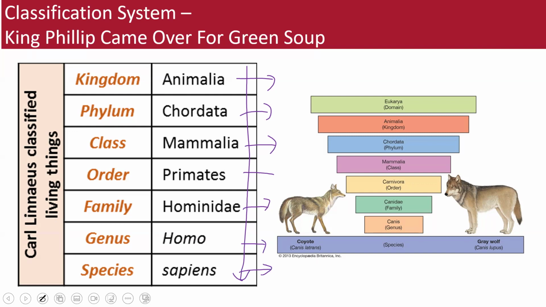On the right-hand side here, I've got coyote and grey wolf. Now they are similar, but I've just put that on there to give you an idea. What you need to be able to remember on this one is that order, the names of it, and that correct order.